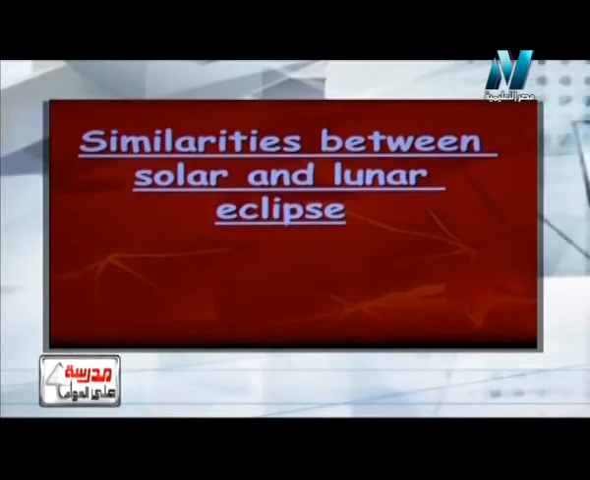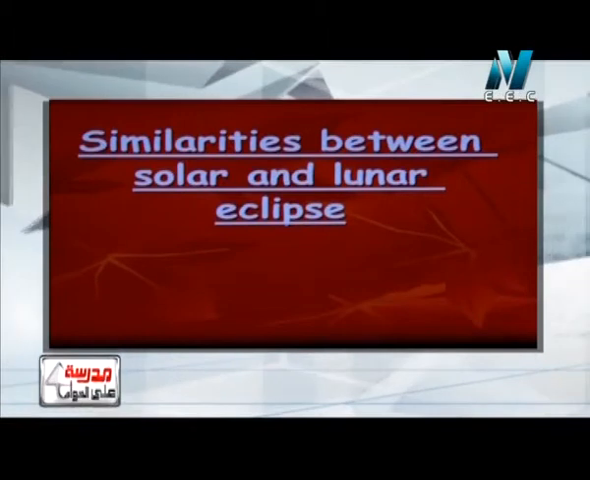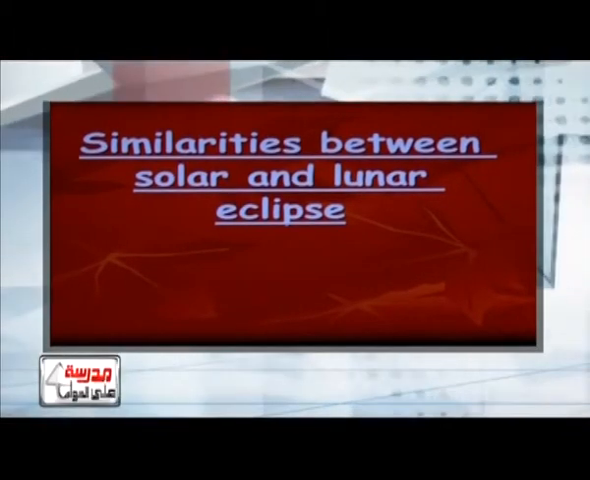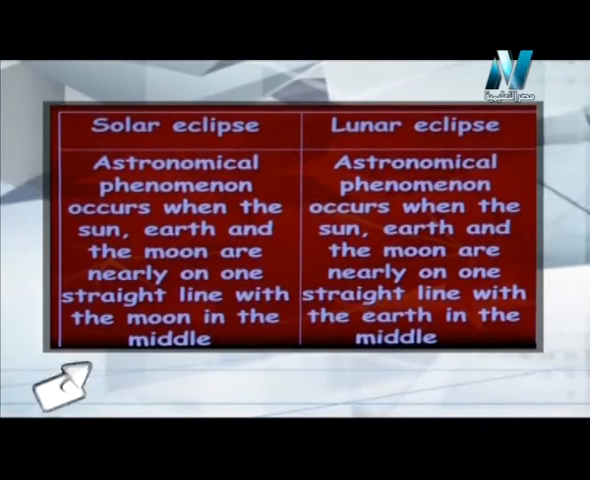We know that Earth rotates around the Sun in a fixed elliptical orbit, and the Moon rotates around the Earth in a fixed semicircular or elliptical orbit. So what's the difference between the two phenomena, which are solar and lunar eclipse? We can make a definition for each one of them.